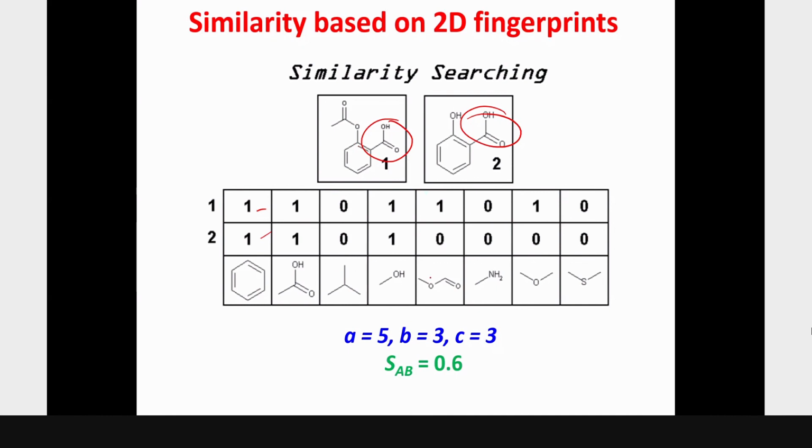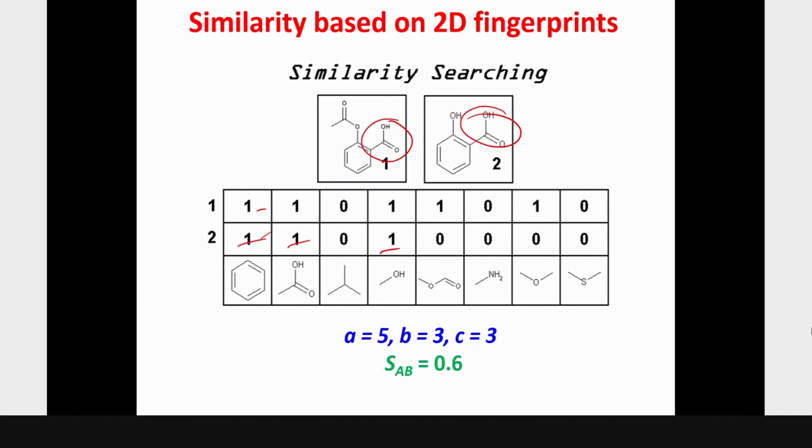There are things like this that are present only in this particular compound and not in this one. So accordingly, you are getting A is equal to 5, B is equal to 3, and C is equal to 3. So SAB is coming 0.6. Okay, I hope you got the idea how the two things are actually matched and scored.